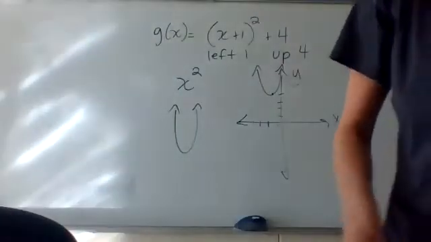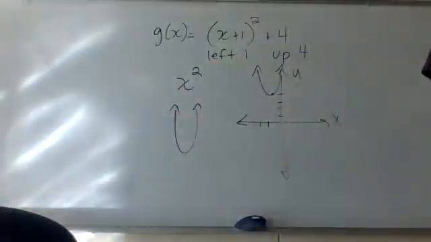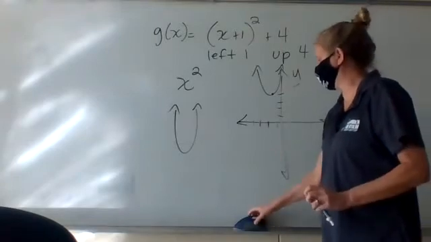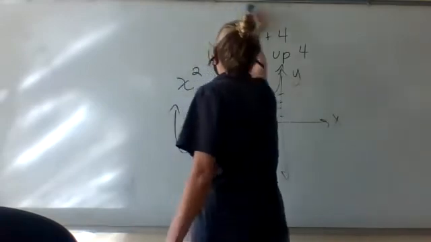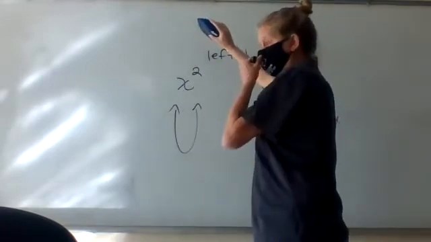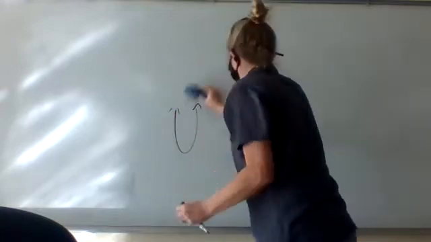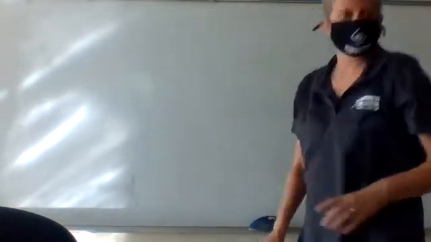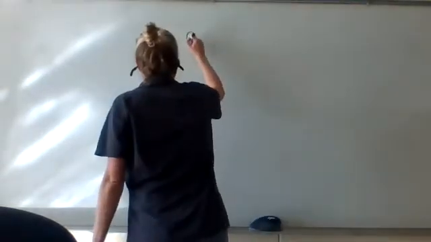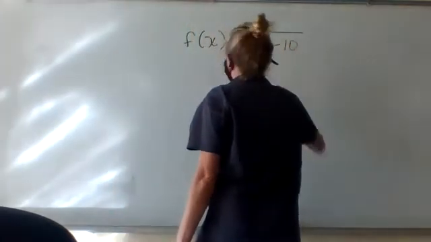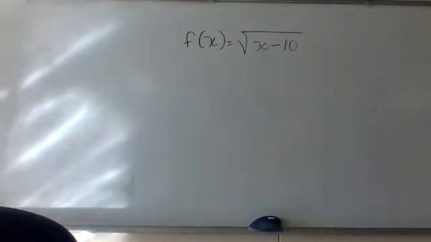All right, number 3 is another transformation problem. F of x equals the square root of x minus 10, with the x minus 10 underneath the square root symbol.